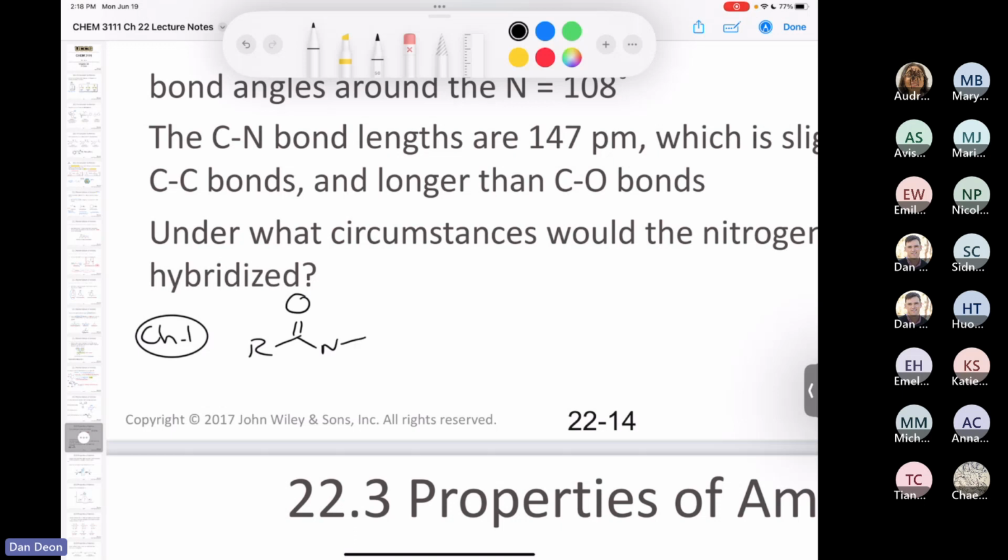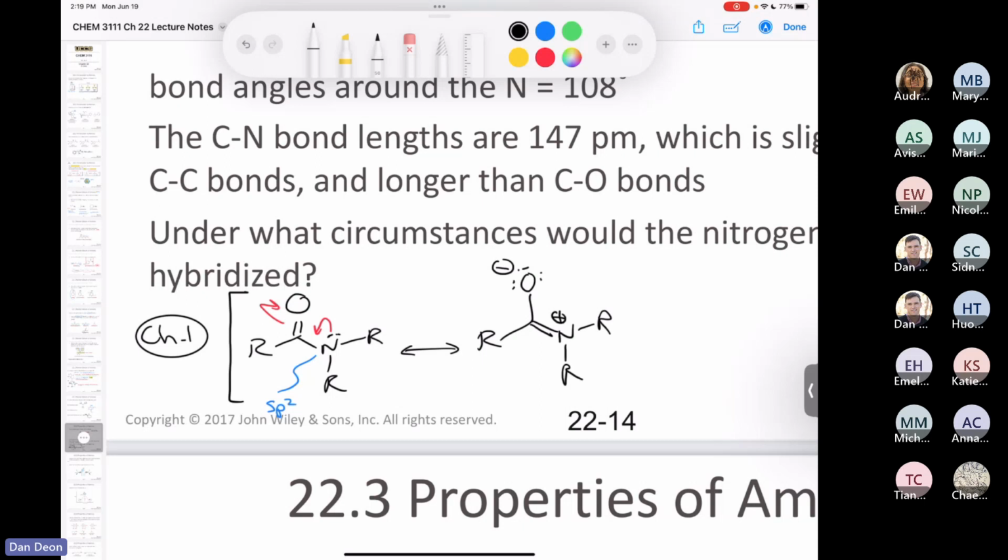If you look at an amide, you might say, well, that nitrogen has 3 bonds and 1 lone pair, therefore it's sp3 hybridized, but in fact it isn't. The nitrogen in an amide is actually sp2 hybridized. And why is that? Well, the reason we know that is because that nitrogen is participating in resonance. And if we look at the other contributor to the resonance hybrid, which looks like this, you can see that the nitrogen clearly is sp2 hybridized.